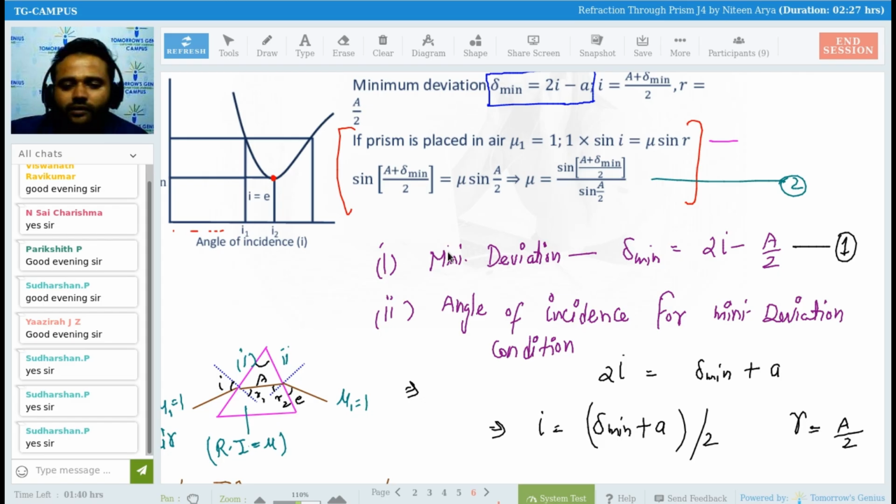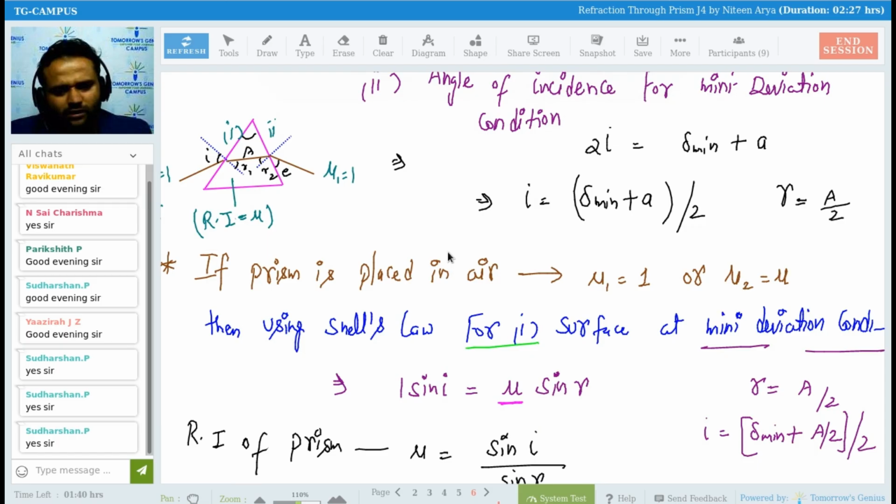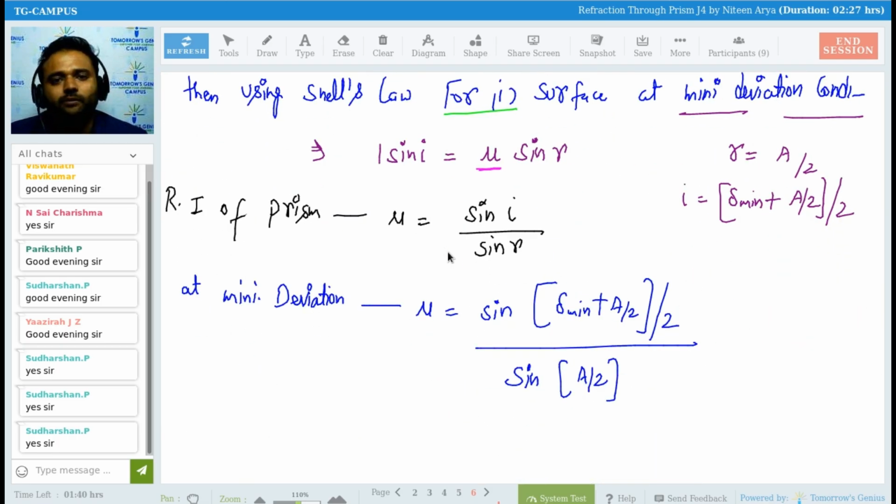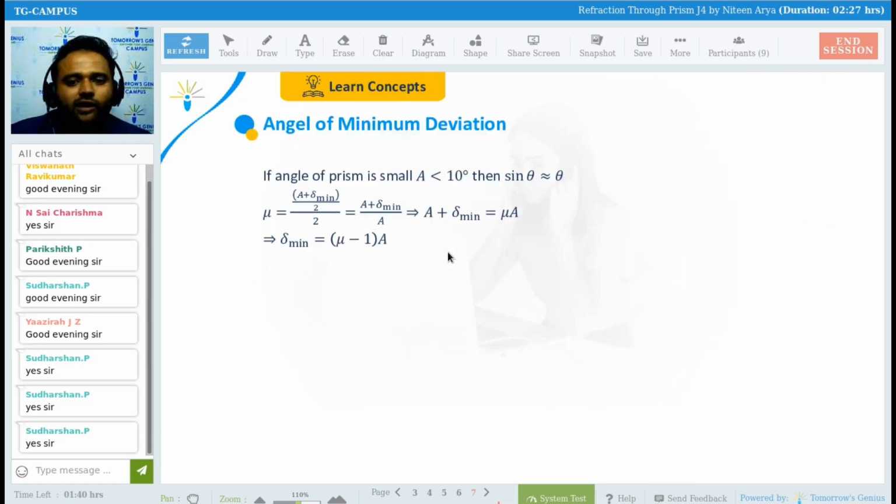Is this clear? Good. Now, whatever we have done till now, on the basis of that, we are going to find different properties. So first is angle of minimum deviation. If the angle of prism is A, small, less than 10 degrees.